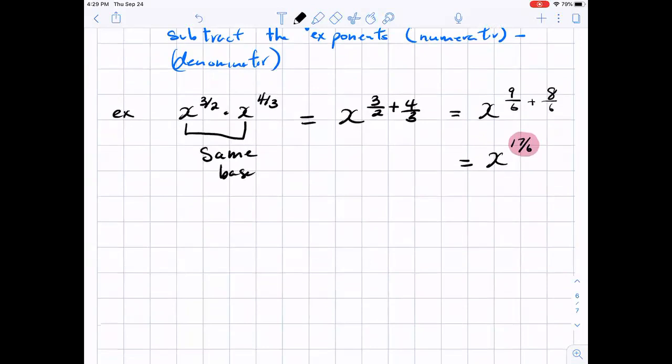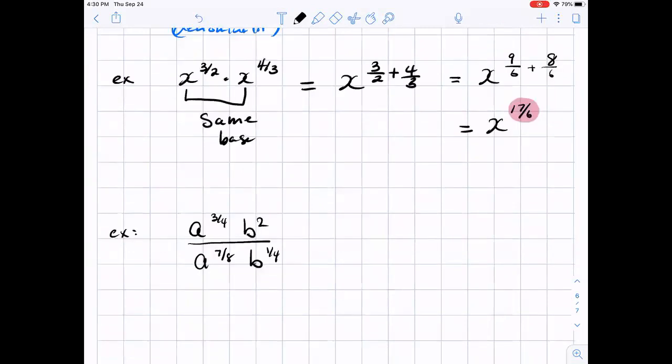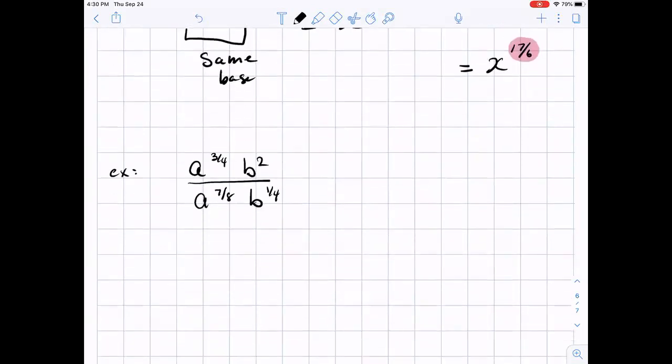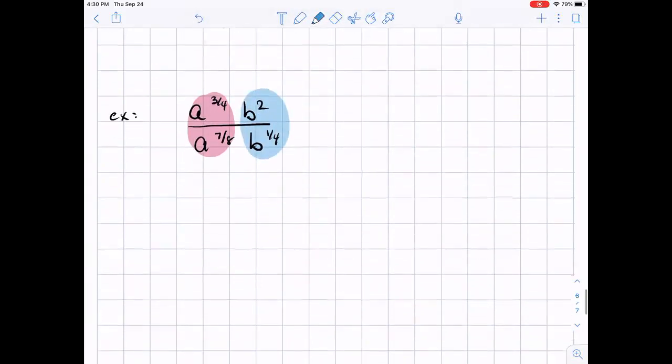Okay, another example. So let's simplify the other example. So notice now we have two bases. We have A's here, and then we have also B's here. So we can look at them individually, right? So if you try to simplify what we have in red, this becomes A to the 3/4. Since we're dividing, we'll now subtract the denominator, which is 7/8. And then we have B to the 2nd power minus 1/4.